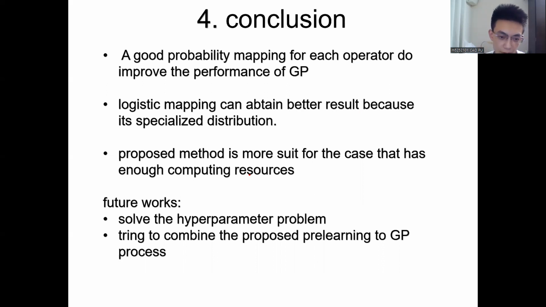And second is trying to combine the proposed pre-learning into the genetic programming process. We wasted so much computation for this pre-learning. So I think the better way is to combine this selection process into the formal genetic programming.